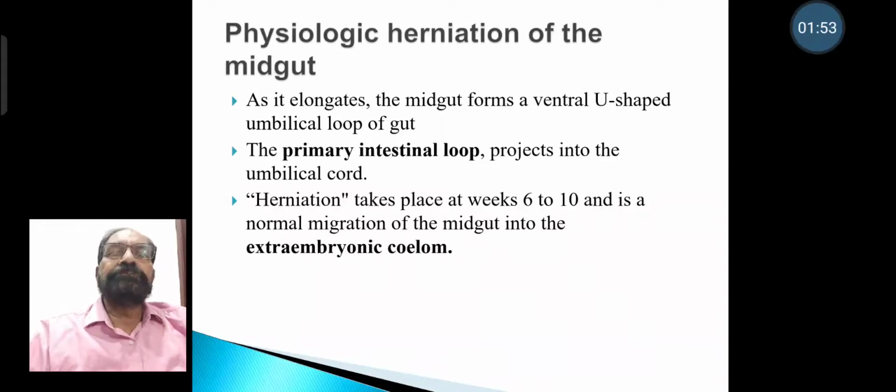Physiological herniation. As it elongates, the midgut forms a ventral U-shaped umbilical loop of the gut. It is the primary intestinal loop that projects into the umbilical cord. Herniation takes place at weeks 6 to 10 and is a normal migration of the midgut into the extra embryonic coelom.